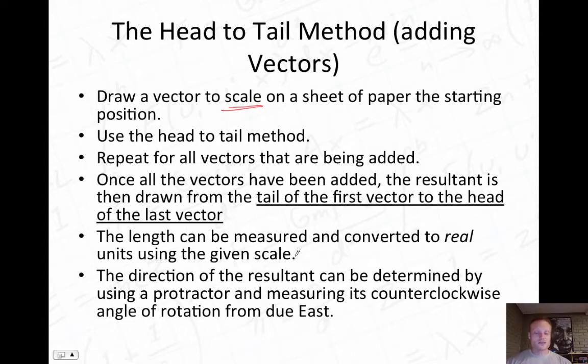The direction of the resultant can be determined by using a protractor and measuring its counterclockwise angle of rotation from due east. So what we were talking about a few slides ago: how many degrees from east is that resultant vector?